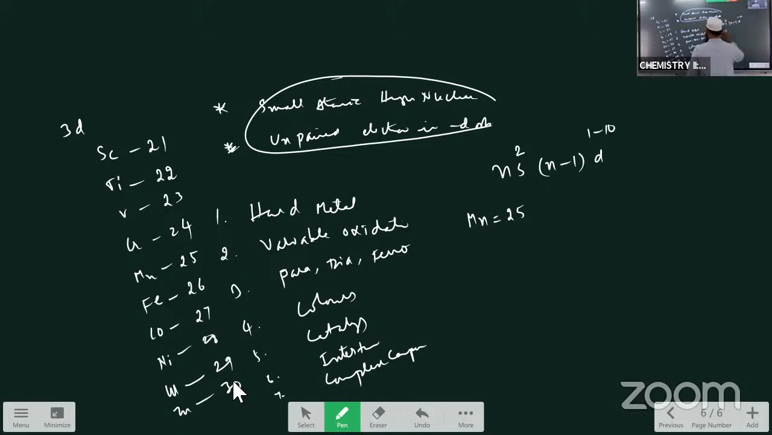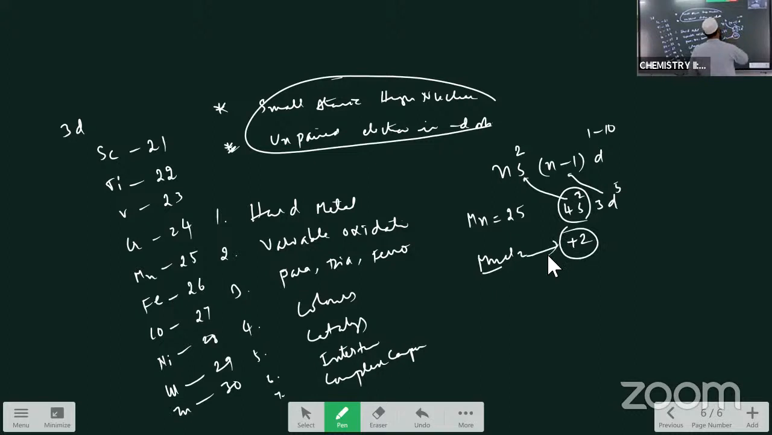I am writing the configuration. The configuration is 4s2 3d5. So this is the last shell and this is the (n minus 1)d shell. What is the variable oxidation state? This manganese, by losing the 2 electrons from the last shell, gives the +2 oxidation state. For example, in MnCl2, manganese loses its electrons from the 4s orbital. How many electrons are there? 2 electrons are there. By losing these 2 electrons, manganese exhibits +2 oxidation state in MnCl2.